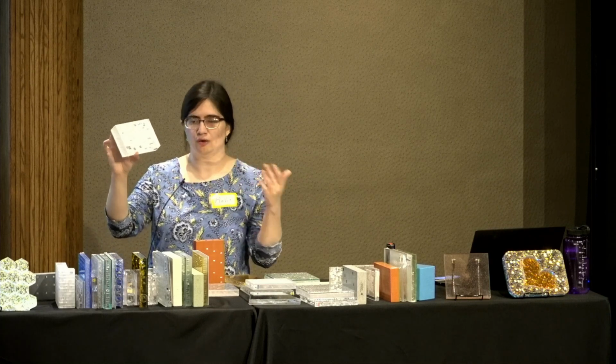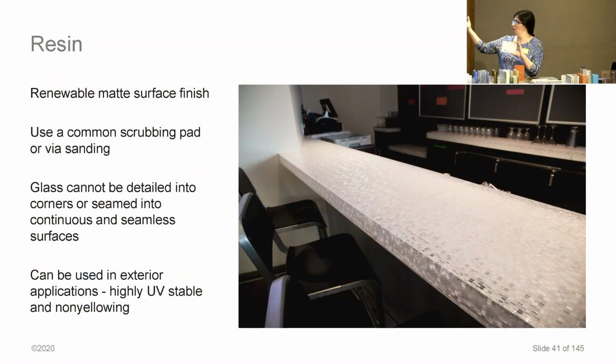So if you install this in a very busy environment, like, for example, a bar, it gets a lot of use. Maybe it gets a little bit scuffed up after a while. You can remat it at any time. You don't have to uninstall or anything. You just take the scrubbing pad or sandpaper, and any scuffs will disappear. So it's sort of a renewable surface finish.